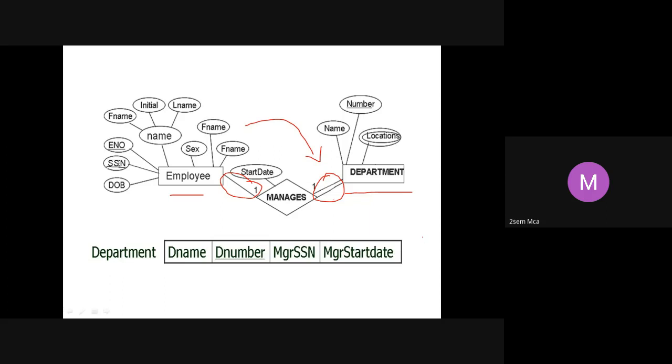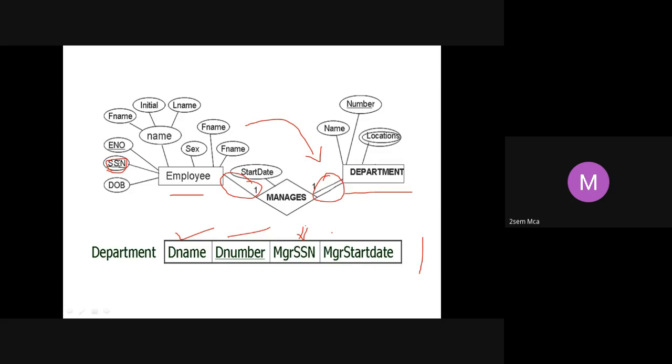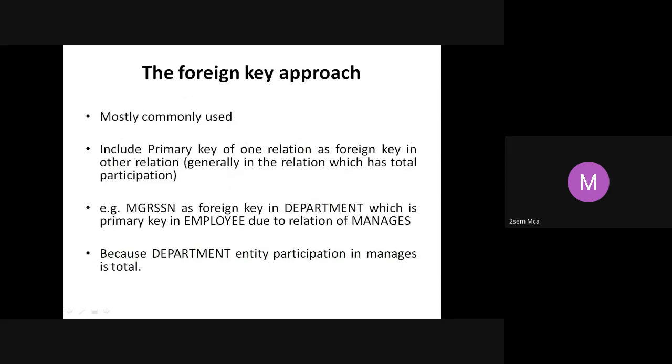Look at here. In the department table, you already have D name, D number, and that's all we have. We don't have anything else. So what we have done is put the primary key of employee, which is nothing but SSN. That I have brought as a foreign key into the department table. I am calling it MGR SSN. Are you getting me? Yes, ma'am.